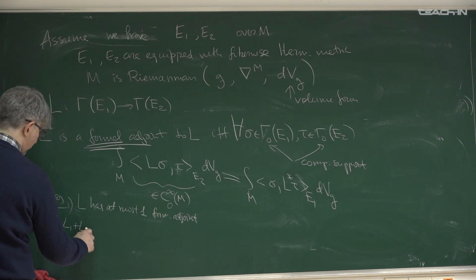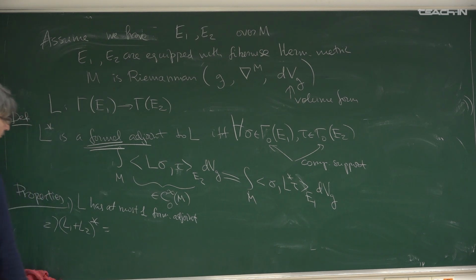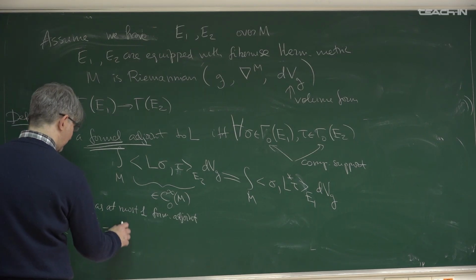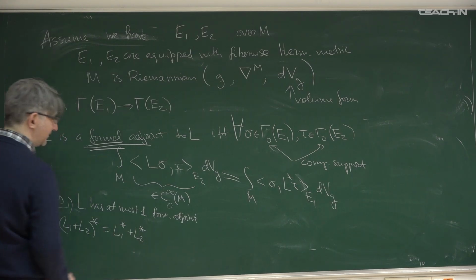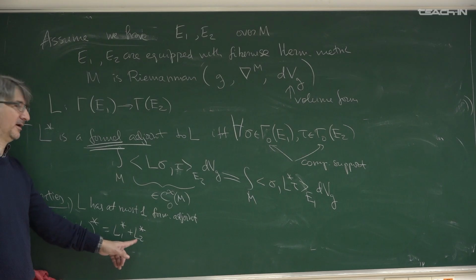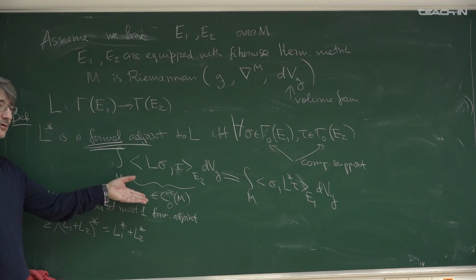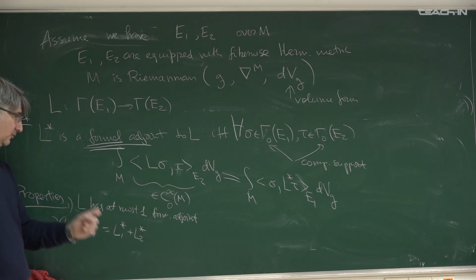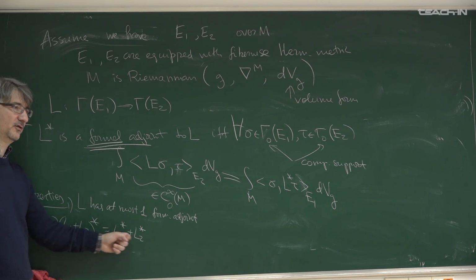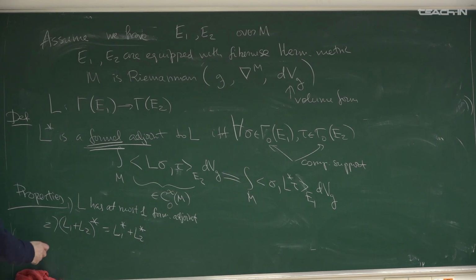Stupid statement: L1 plus L2, formal adjoint. What can you say about this statement? It's okay, but the statement is another. The statement is as follows. If L1 and L2 have formal adjoints, then their sum also has a formal adjoint, which is given by this formula. Because we know that some operators have a formal adjoint, some not. So this statement should be understood as follows: if these two exist, then this one also exists. Very good. Guess what is statement number 3?